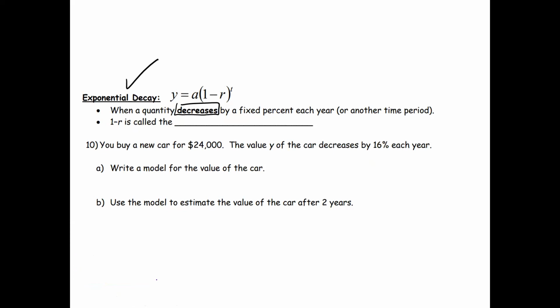Like I think the number one thing is the cost of your car when you drive off the car lot. Your new TV, right? Because that TV is going to depreciate in price. It's not going to go up. So 1 minus r is called the decay rate.